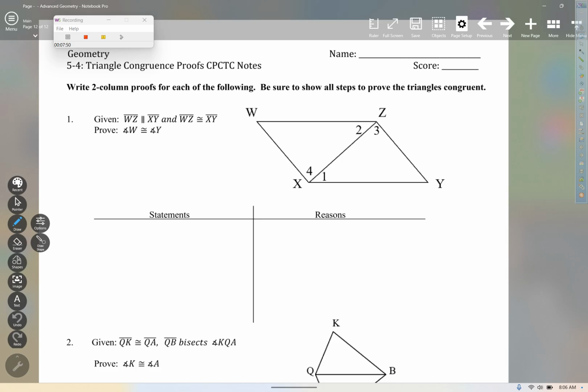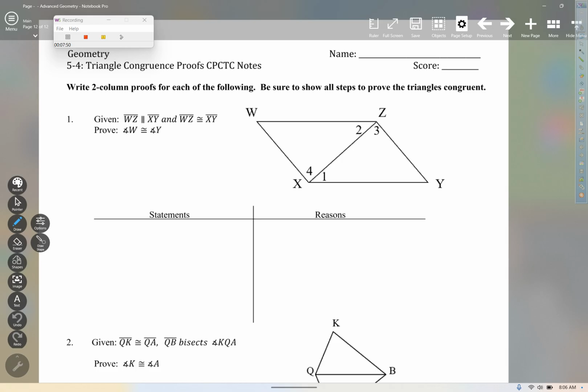If it states it in the proof, then I can go ahead and mark it. So notice there's not hints here. It doesn't say this bisects this, or this is a midpoint of this. Okay, it actually states what I have. So WZ is parallel. Parallel is our arrows. So WZ is an arrow and XY is an arrow. And then it also said side WZ is equal to side XY. So sides get tick marks.